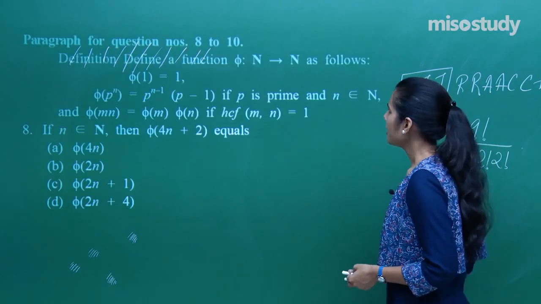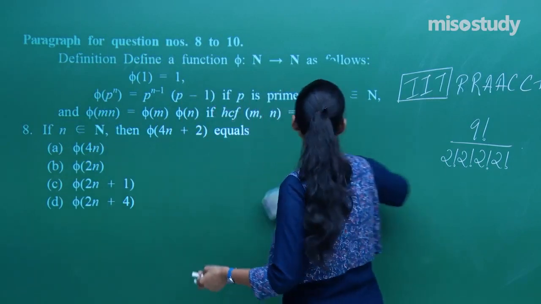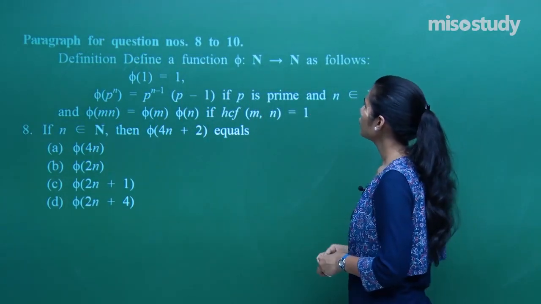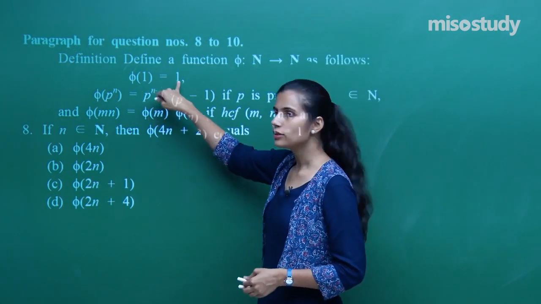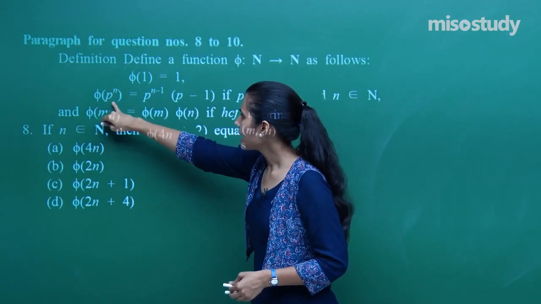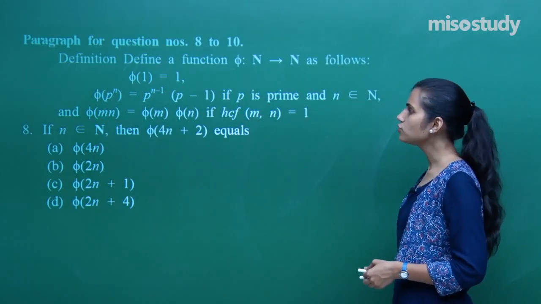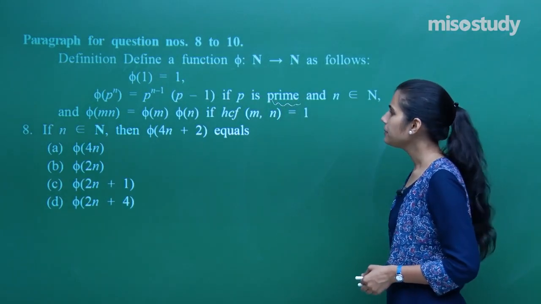We have the paragraph question which is talking about a specific function. Let's try to study the function. What is it saying? It's saying that phi is a function from the collection of all natural numbers to the collection of non-natural numbers such that phi is sending 1 to 1 and phi of any prime number to power n is equal to that prime number to the power n minus 1 into 1 less than that prime number. And this is very important for only p prime.